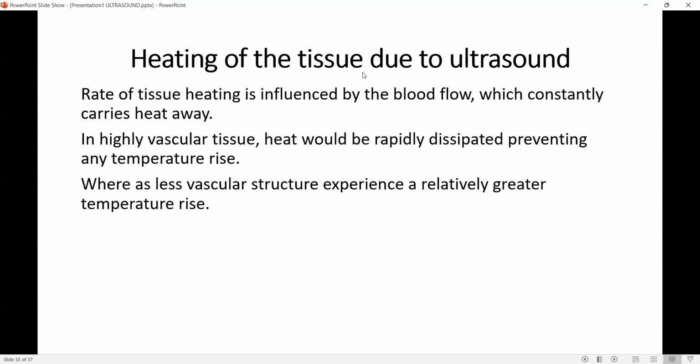Heating of the tissue due to ultrasound. What is the heating of the tissue due to ultrasound? The rate of tissue heating is influenced by blood flow, which constantly carries heat away. In highly vascular tissue, heat would be rapidly dissipated, preventing any temperature rise, whereas less vascular structures experience a relatively greater temperature rise.